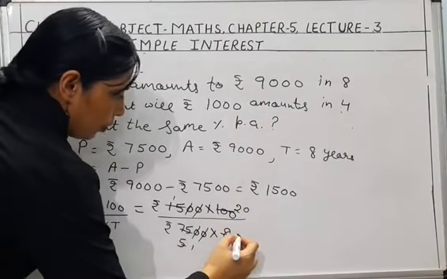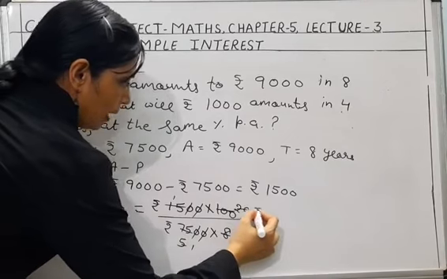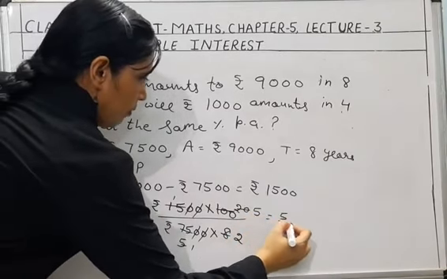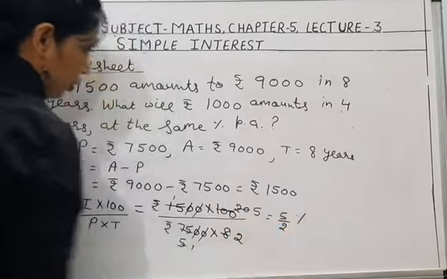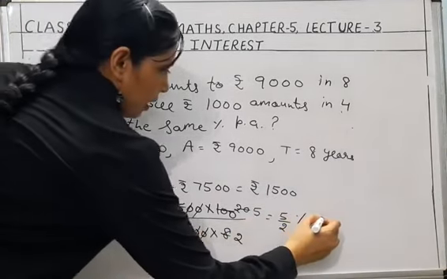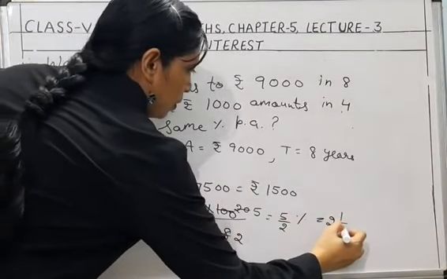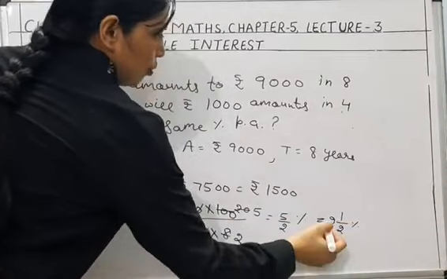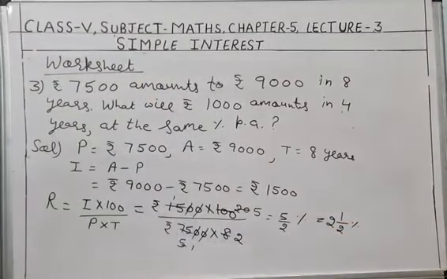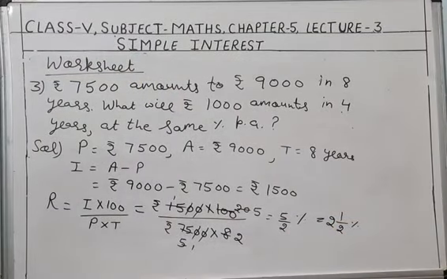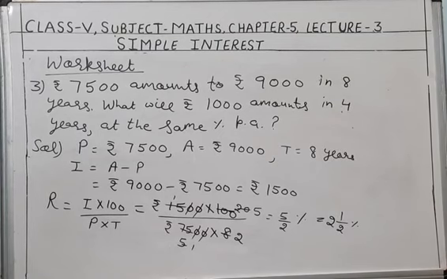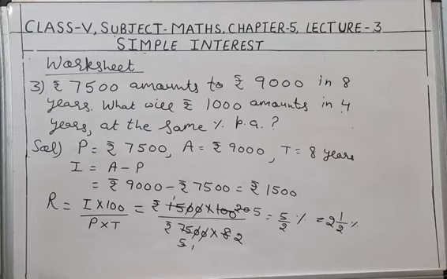Do more cancellation. 4 twos are 8. 4 fives are 20. 5 upon 2%. 5 divided by 2 will give you answer 2 whole 1 upon 2%. You know this 2 twos are 4 plus 1, 5. Simple सा division है ना. Now, rate you have got. Now we will calculate amount.